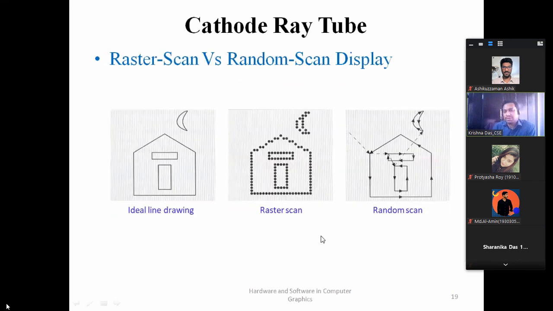It is not possible to generate many colors. So a real life image is not possible. That's why the raster scan, that pixel based display, is more common.